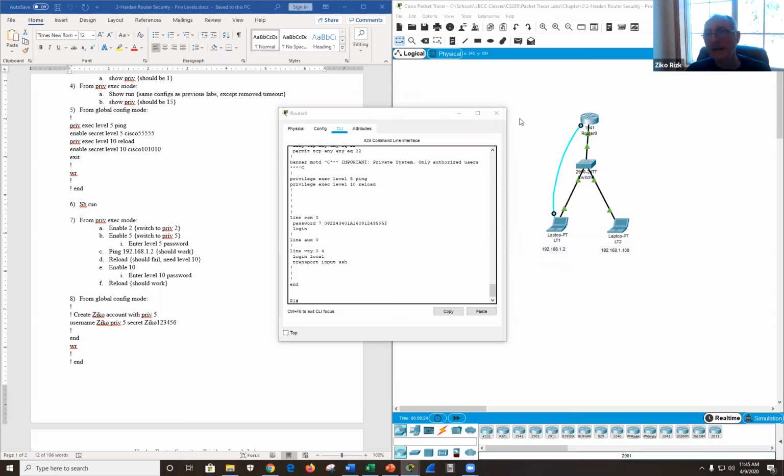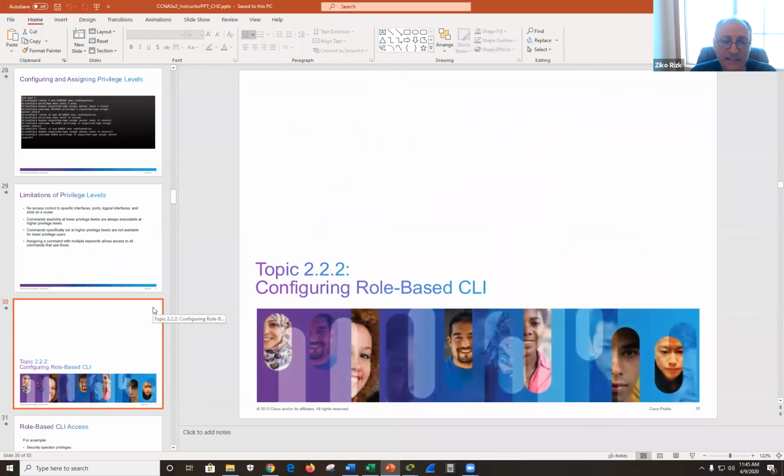Okay, had to take care of some house stuff. So let me go back. The next topic actually is very similar, and it would be good to get it out of the way. It's just a different way of limiting access. So let's go ahead and talk about it. And this is the role-based CLI.